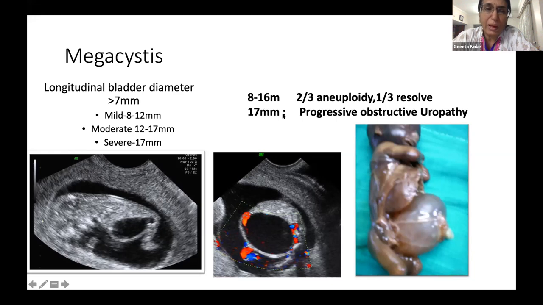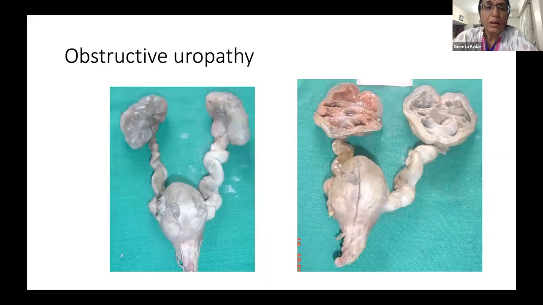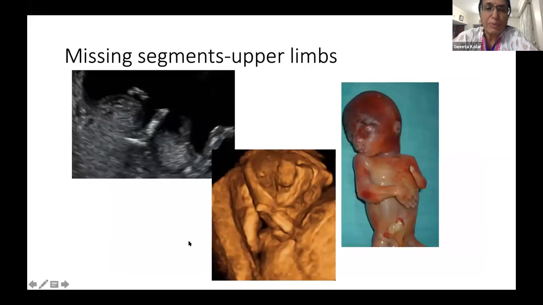But when the bladder length is more than 17 millimeters, you're dealing with progressive obstructive uropathy, and the prognosis here is not very good, because the kidneys are hugely hydronephrotic and there is renal dysplasia, and by the time the infant is born it may have pulmonary hypoplasia and kidney failure. So this is a typical case of early onset obstructive uropathy with huge hydroureteronephrosis and an enlarged distended bladder.